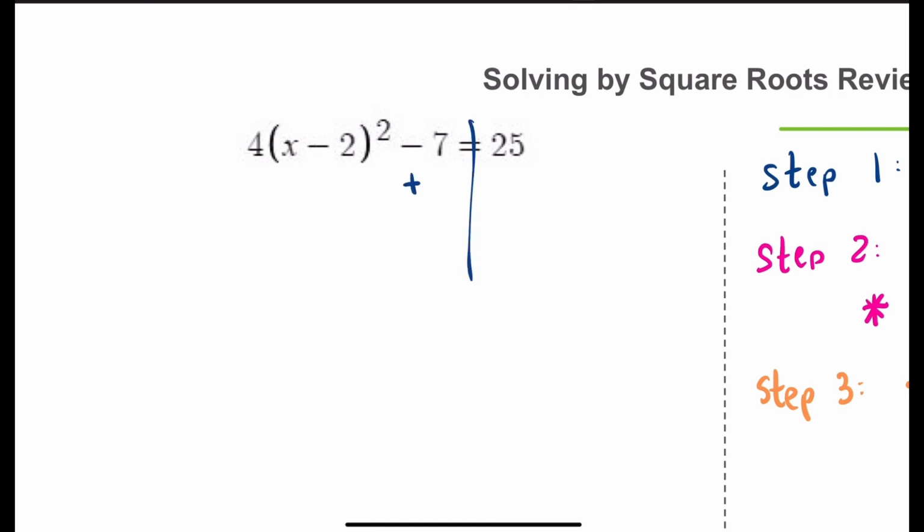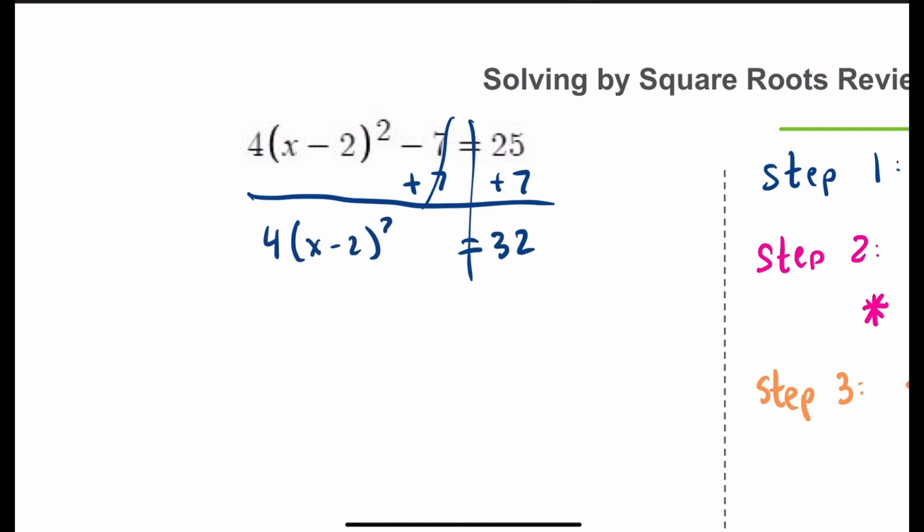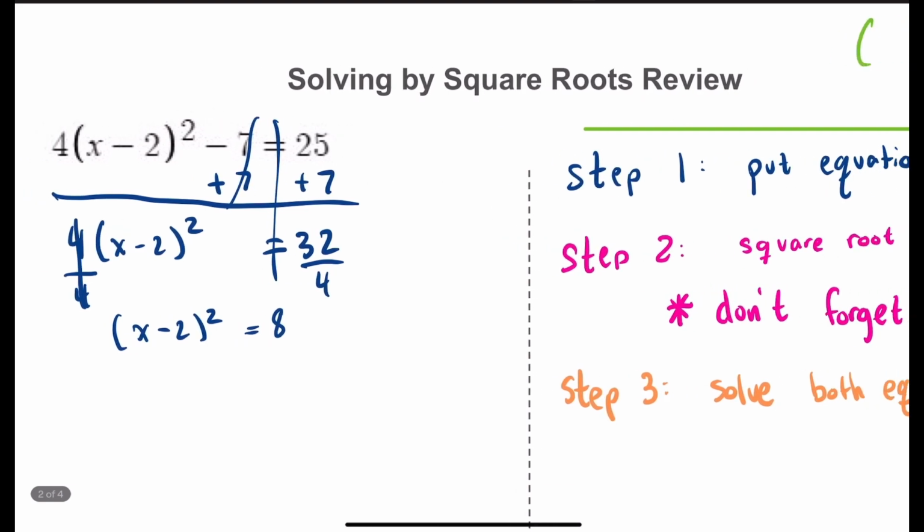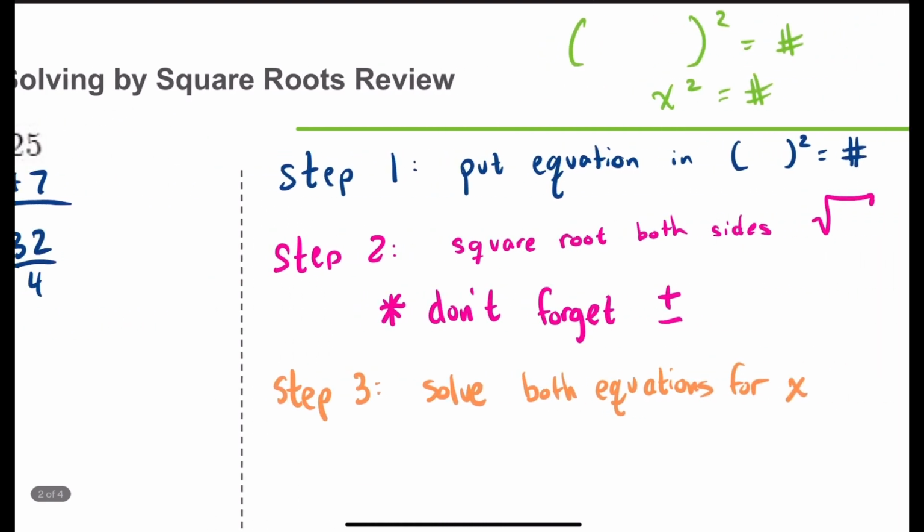First, we get rid of the subtraction by adding 7 to both sides. 25 plus 7 is 32. Now I almost have x minus 2 squared by itself. I just need to undo multiplication by 4 using division. 4 divided by 4 cancels to 1. X minus 2 squared equals 32 divided by 4, which equals 8. There we go. So now it is in that format, parentheses squared equals a number.